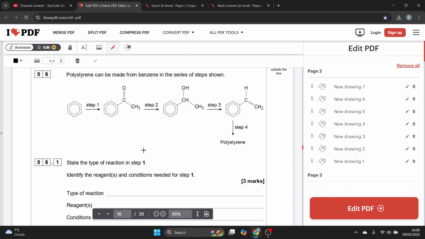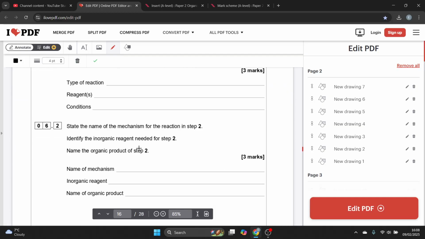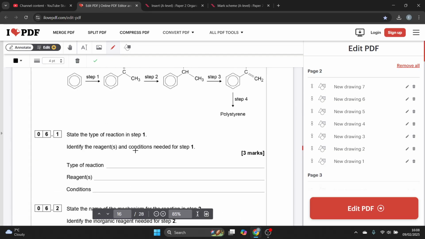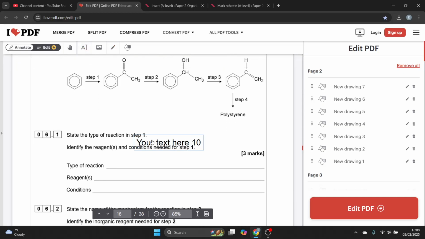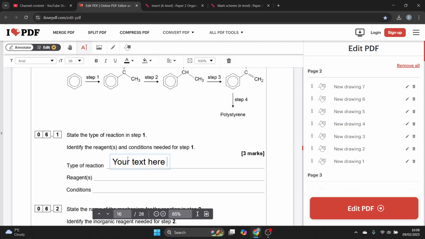State the type of reaction in step 1. Identify the reagent and conditions needed for step 1. State the type of reaction in step 2. Okay, so in step 1, it's going to be acylation. Identify the reagent: CH3COCl and AlCl3 catalyst.